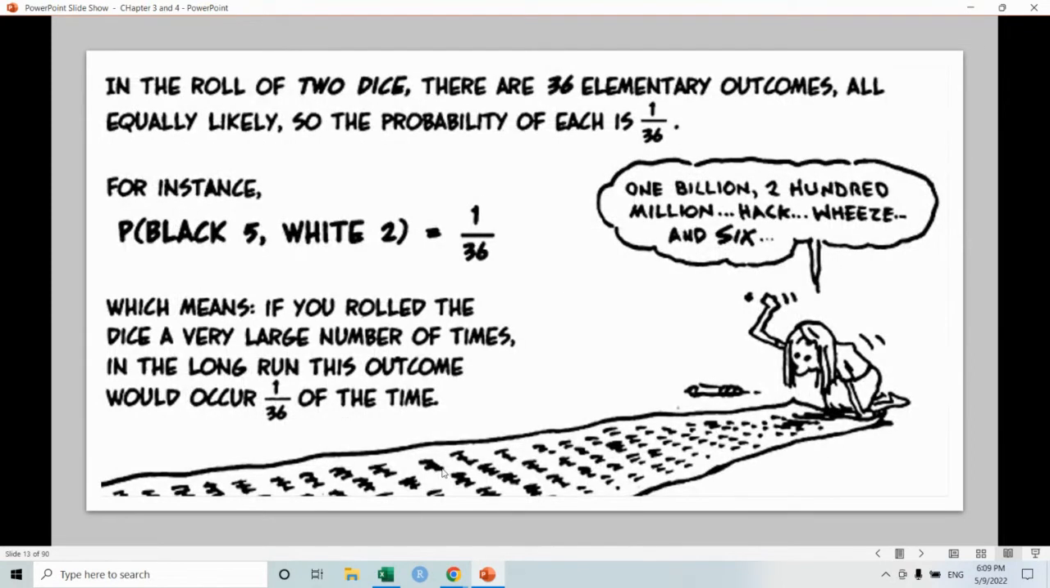So in the roll of 2 dice, there are 36 elementary outcomes, all equally likely. So the probability of each is 1 out of 36. So for instance, the probability that the black die is 5 and the white die is 2 is equal to 1 over 36. Which means if you rolled the dice a very large number of times, in the long run, this outcome would occur 1 out of 36 of the time. So that's kind of the concept of the law of large numbers, and we'll come back to that theory probably in a little bit.